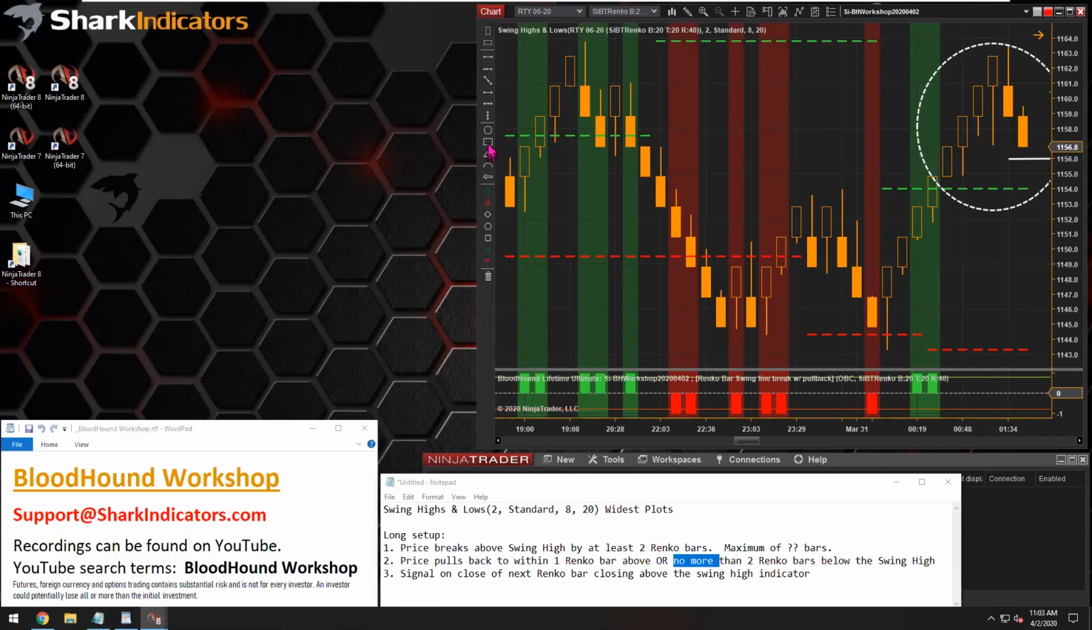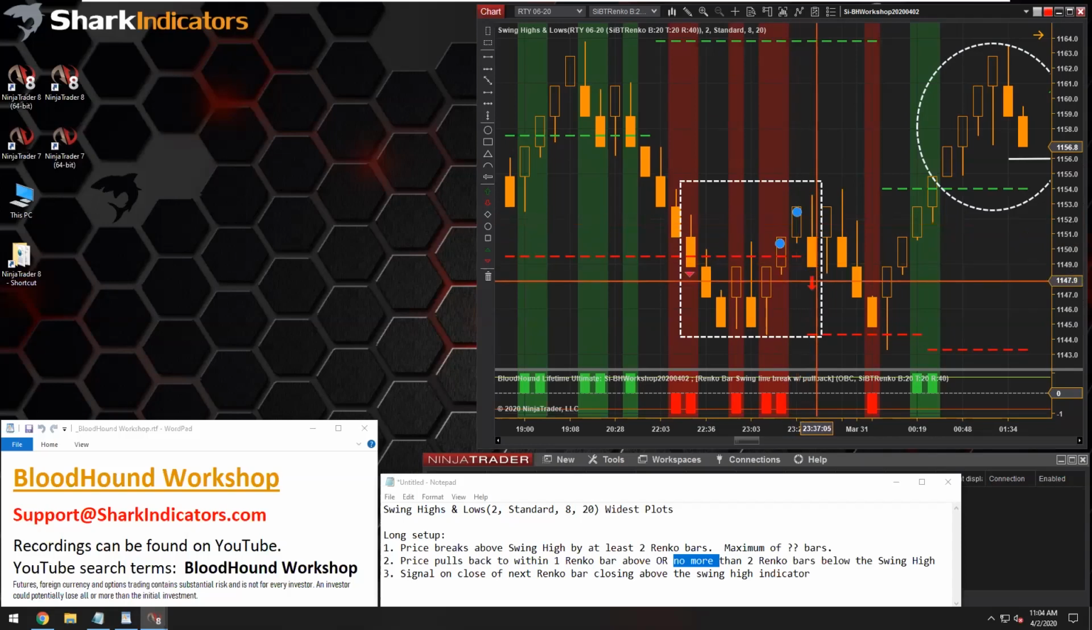Here we go. I found one. All right, so let's mark this here. There. All right, so we have our initial crossover bar, and then we get a 2-bar pullback, right, across the other side of the swing line. So that is still valid right there.